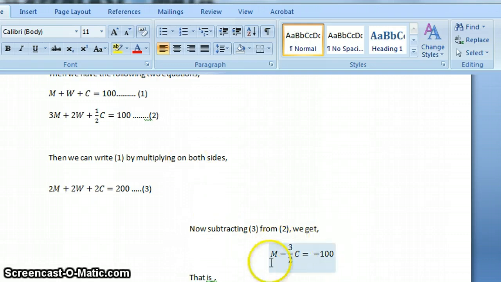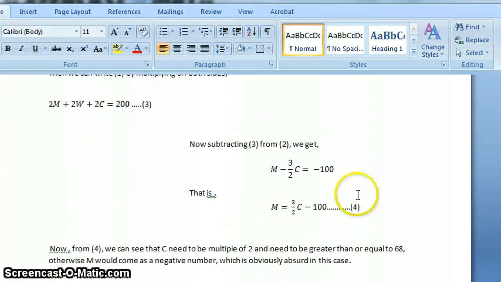When I do that, I get 3m minus 2m is just m, and 2w is gone, and then I have 1 half c minus 2c, so negative 3 halves c, and I have negative 100 there. So when I do the little calculation, I just add plus 3 halves c on the right side.